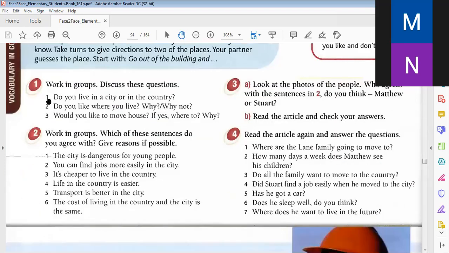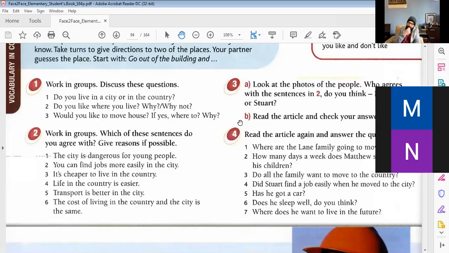So the first question is, do you live in a city or in the country? So what about you, Hamida? I think you live in the city, right? Yes. So you live here in Tripoli, so it's in the city. I think all of us live in the city.